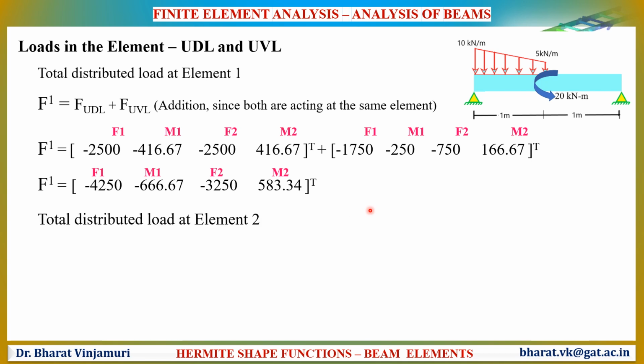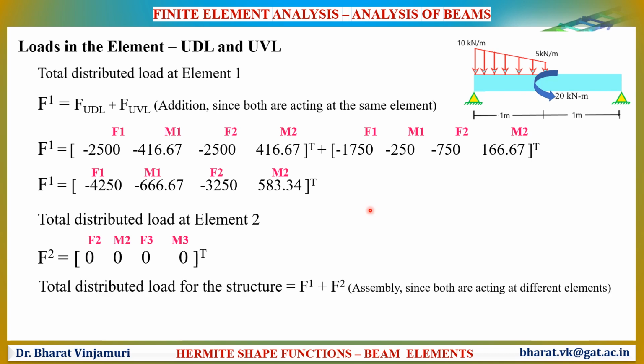Let us also find the distributed load vector of the entire structure. To find the distributed load vectors of the entire structure, we will also determine the distributed load at element 2. Since you see on the screen there is no load at element 2, I mean to say there is no distributed load at element 2. Therefore, the distributed load at element 2 will be equal to 0.